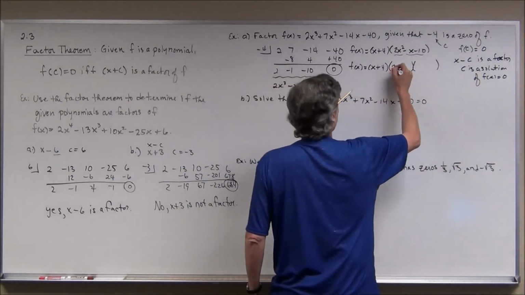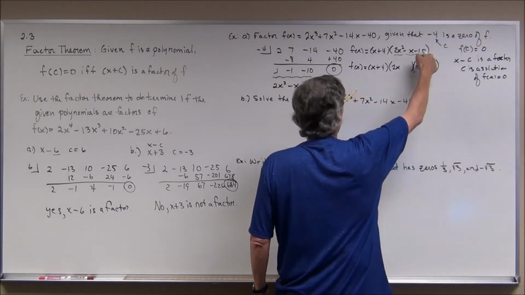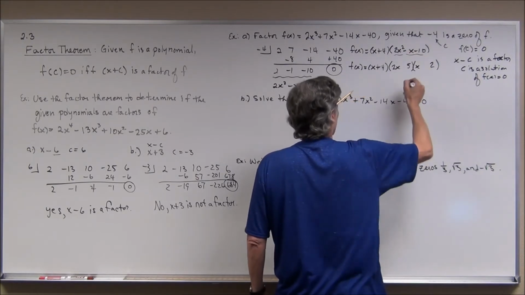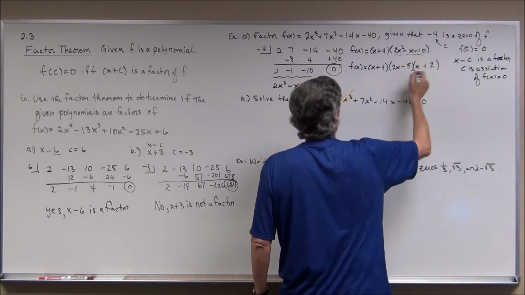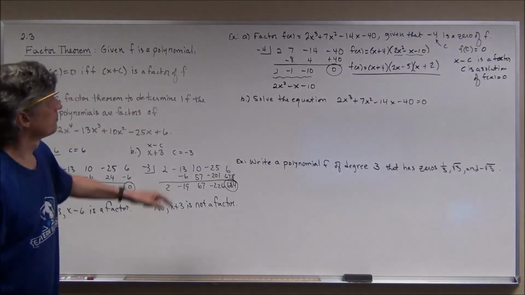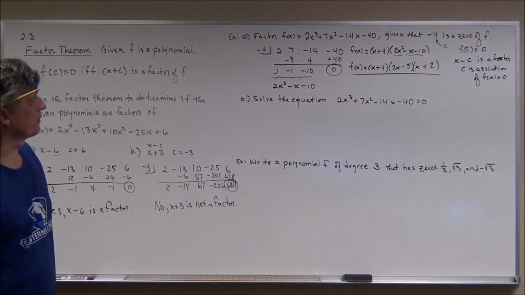I'll try a 2x and an x, probably a 5 and a 2. And I need a minus 1 in the middle, so minus here, plus here, and I have completely factored my polynomial f. There's my answer that's underlined.